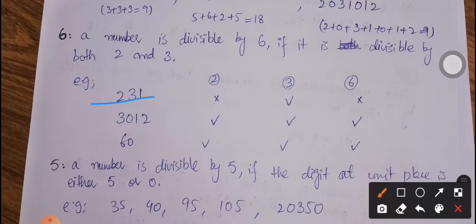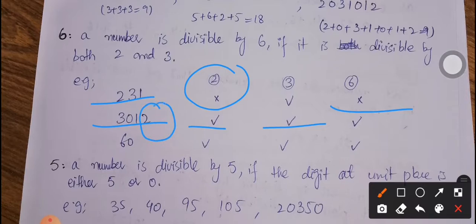For example, 231 is divisible by 3 because the sum of digits in this case is 6, which is divisible by 3, but it is not divisible by 2 as we do not have an even number at the unit place, so that's why it is not divisible by 6. But for 3012, the sum of digits is 6, which is divisible by 3, and similarly it is also divisible by 2 because the digit at the unit place is even, so being divisible by both 2 and 3, it is divisible by 6 as well.